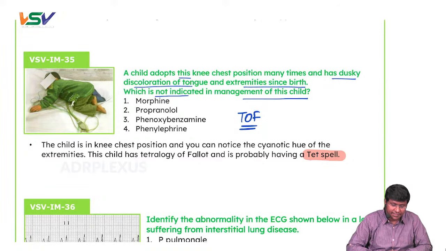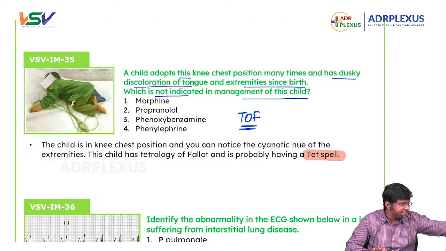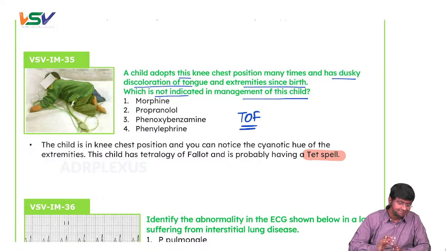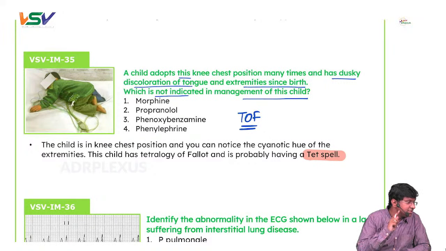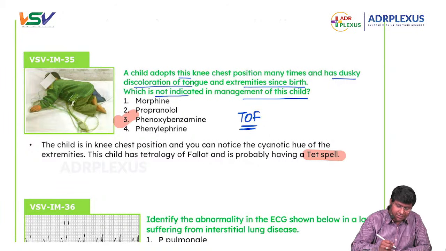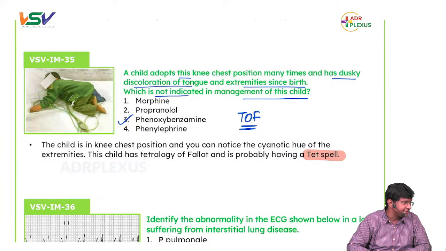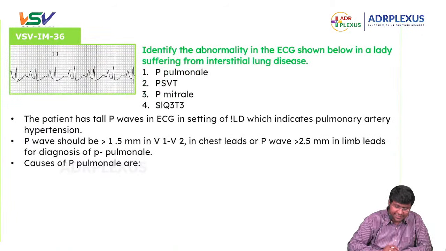So which of the following drugs is not indicated? Morphine, which will decrease the preload; propranolol, which is a beta blocker; phenoxybenzamine; then phenylephrine. And what is phenylephrine? Phenylephrine is the one which will increase the afterload, that is your alpha 1 agonist, and phenoxybenzamine is an alpha blocker. So remember, the drugs which are avoided during the TET spell are the alpha blockers, that is, phenoxybenzamine should be avoided, right? Phenoxybenzamine should be avoided.